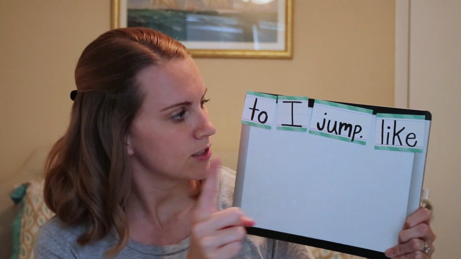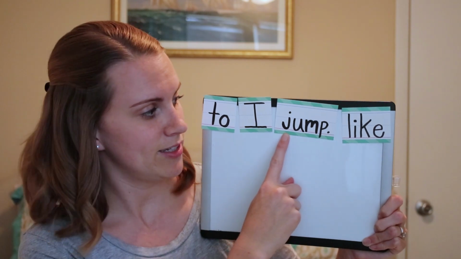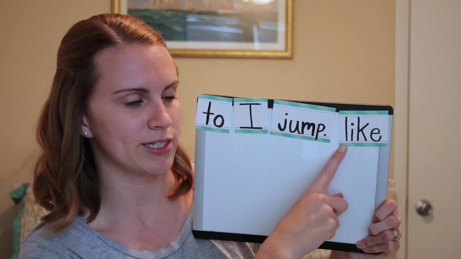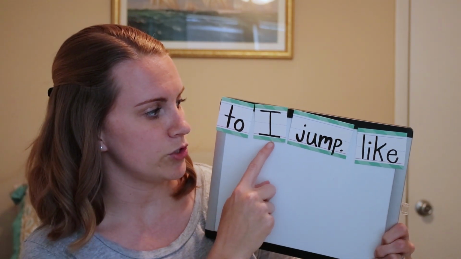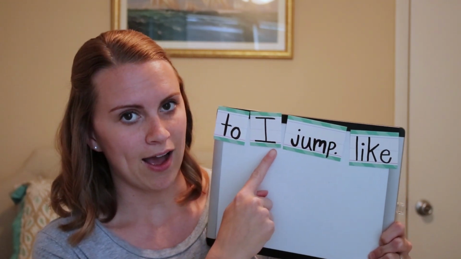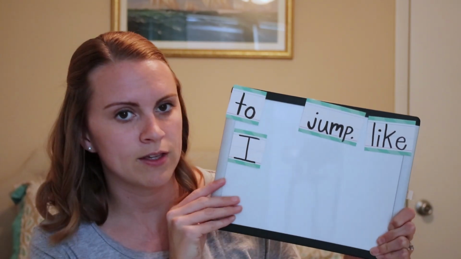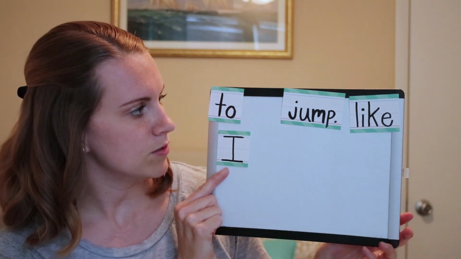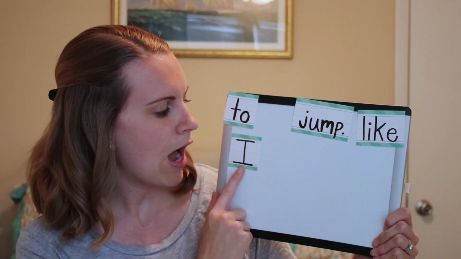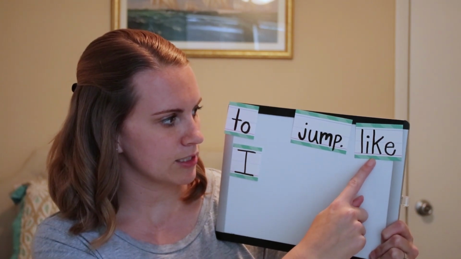And just to make sure, does jump have uppercase or lowercase? That's a lowercase j, isn't it? And then the word like has a lowercase l. That's not a big L, it's a little l. So we are going to assume that our sentence is going to start with the word I. So I'm going to move that down here. The word I. So let's see. I what? I to, I jump, or I like.